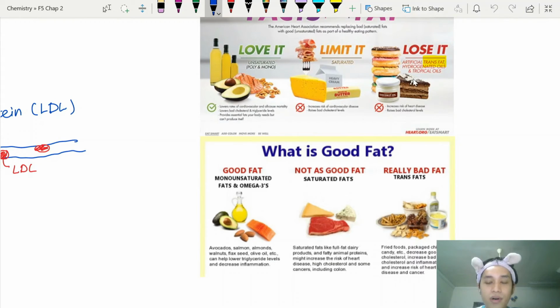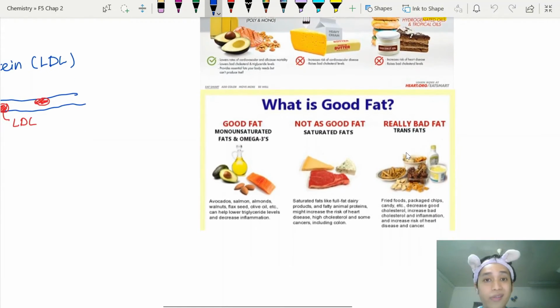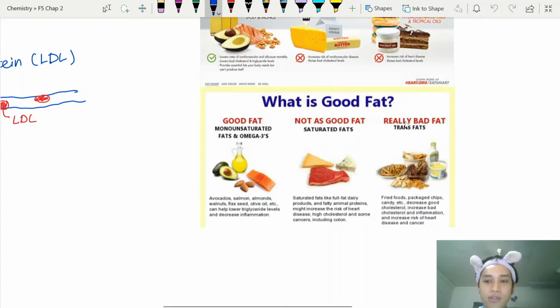Examples of food that has trans fat are the ones that we love to eat every day. All your fried foods, your McDonald's, your KFC, your French fries, they contain a lot of trans fat. For example, your potato chips, when they fry the potato chips, they contain a lot of trans fat. That is why we say you need to reduce the amount, don't eat too much of your potato chips because of the trans fat.